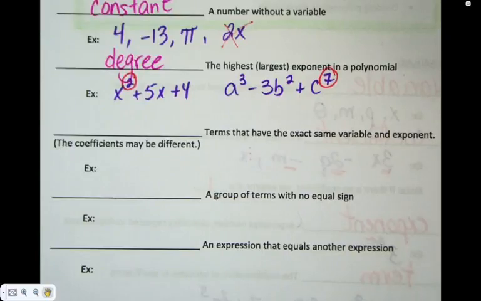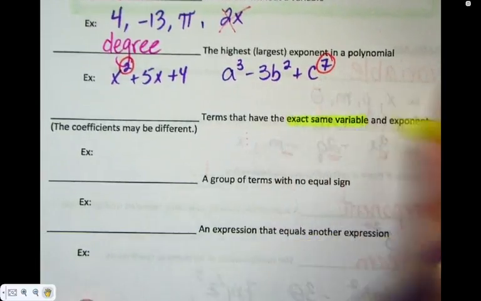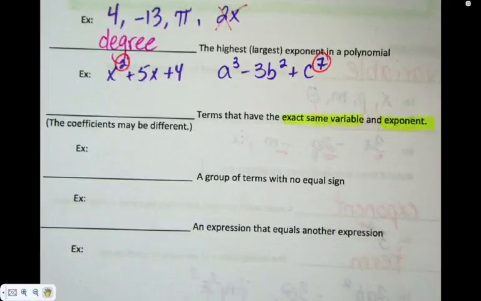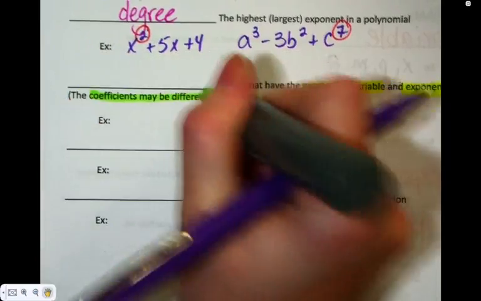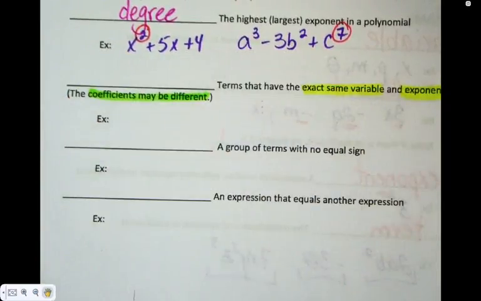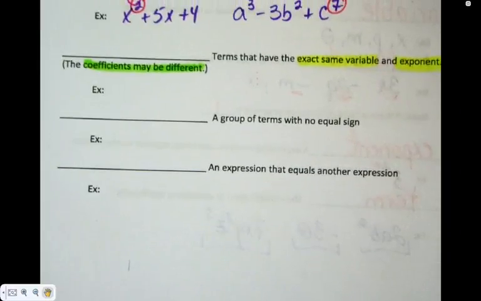Terms that have the exact same variable and exponent. We want to note, though, the coefficients can be different. We don't care about coefficients so much. We care about variables and exponents. Again, I'll tell you the word in a second. We'll do an example, then a non-example.